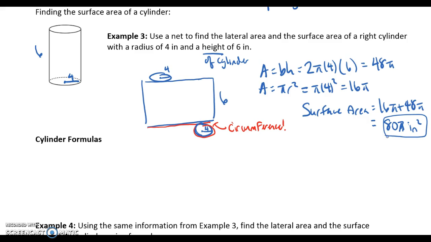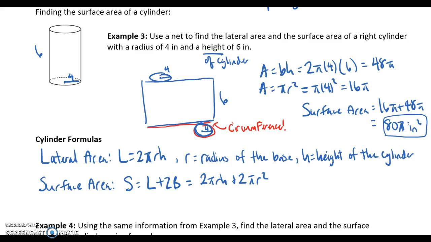Okay? Just like before, we do have formulas. Let me give you the lateral area formula and surface area formula. And it's basically what we just calculated, right? Lateral area is 2 pi r(h), circumference times the height, and the height, again, is the height of the cylinder. Surface area is just the lateral area plus 2 times the area of the bases, which, again, is 2 pi r(h) plus 2 pi r squared.